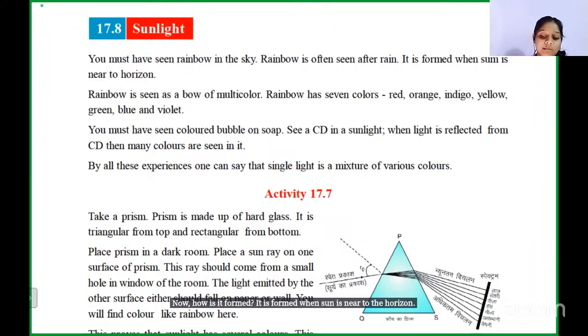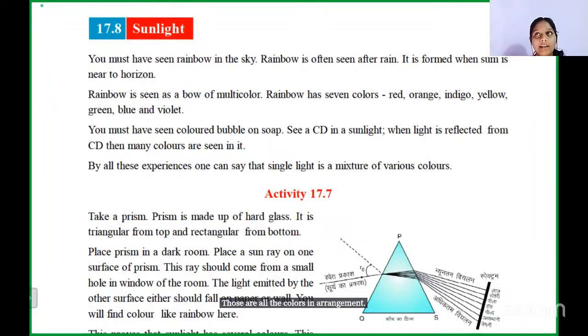A rainbow is seen as a bow of multicolor. We know how many colors are there in the rainbow? 7. Yes, 7 colors are there: violet, blue, indigo, green, orange, yellow, and red. Okay, those are all the colors in a rainbow.